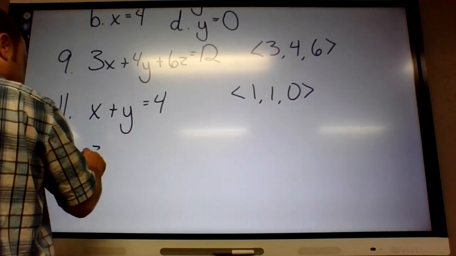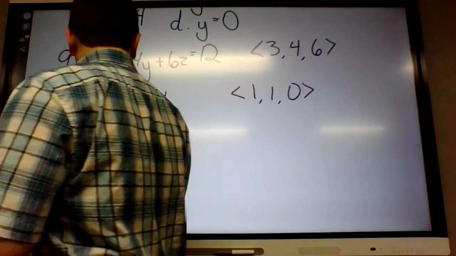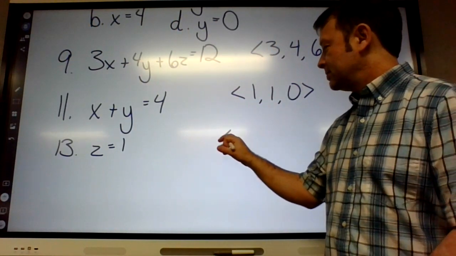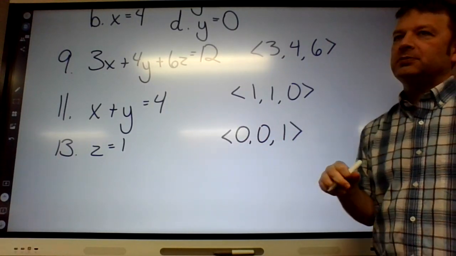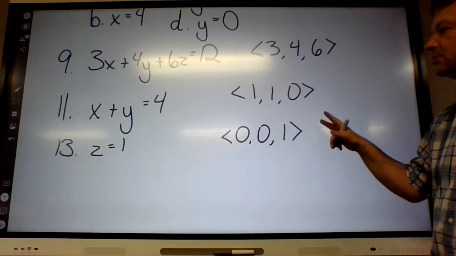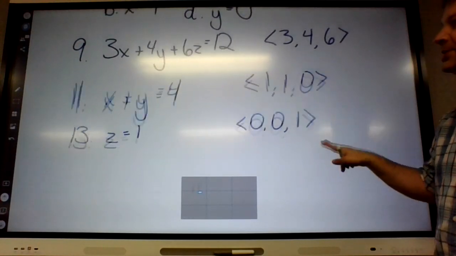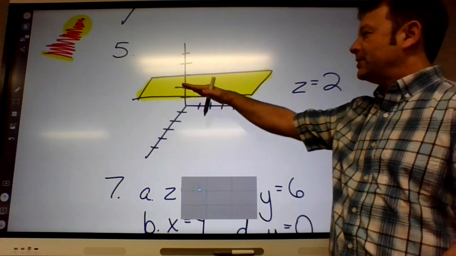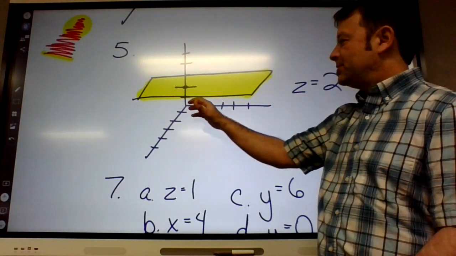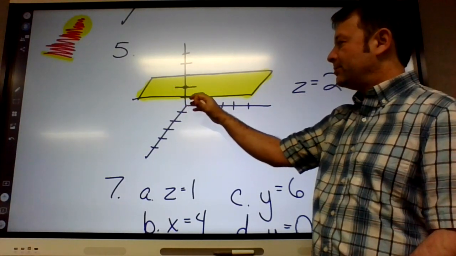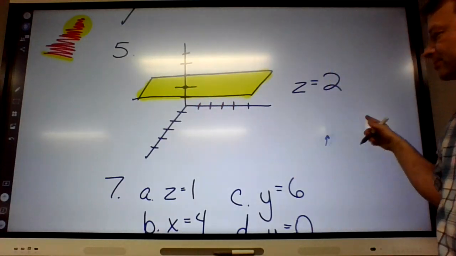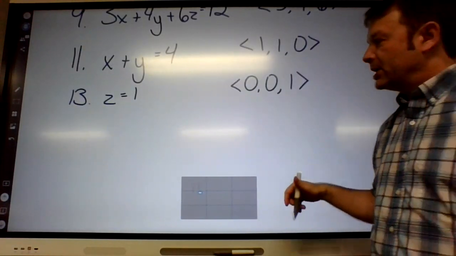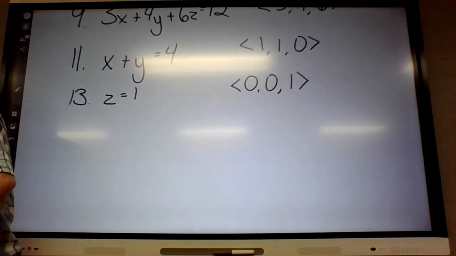13, even smaller. z equals 1. So what's that one going to be? 0, 0, 1. If you think about it, z equals 1 is kind of like z equals 2, and a 0, 0, 1 vector would just go straight up. So they would be perpendicular to each other. It just works, okay? Number 14, would that be 0, 1, 0? Yes.